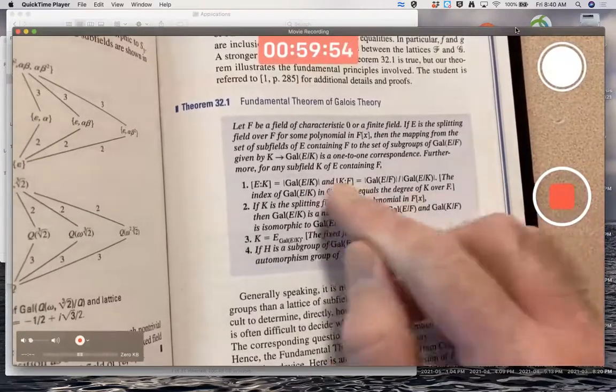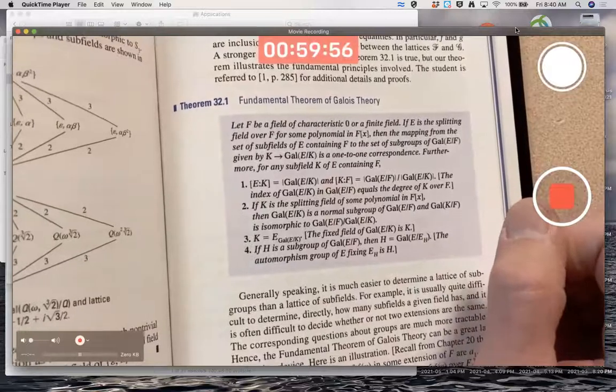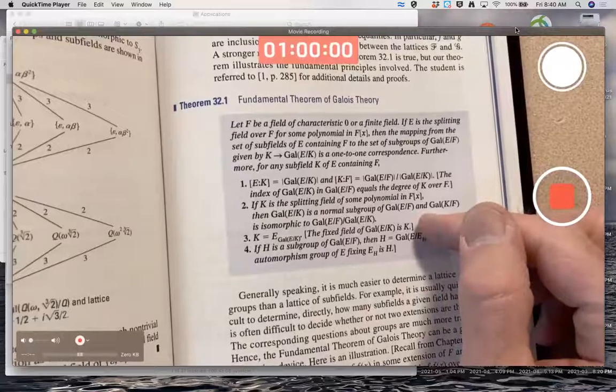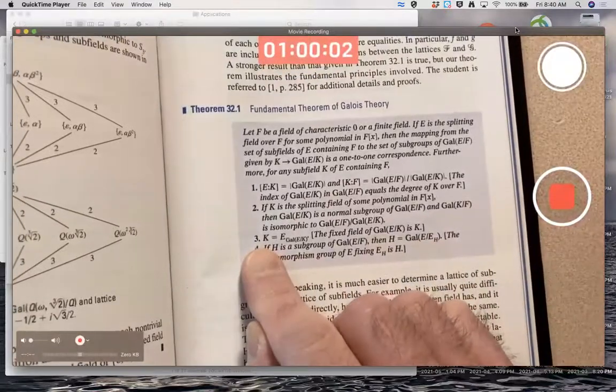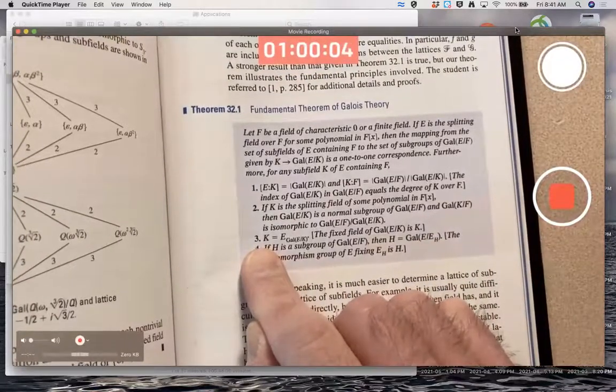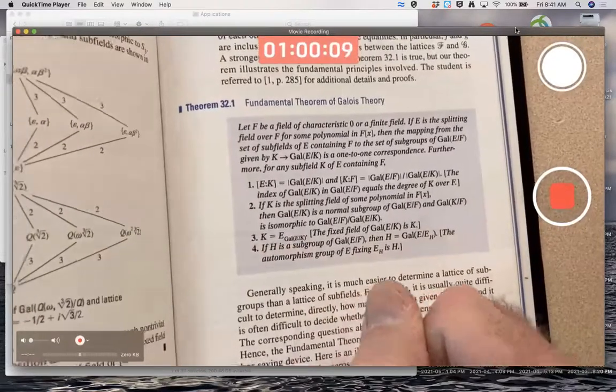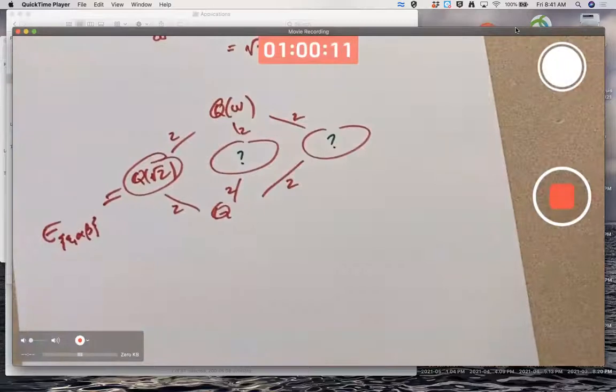We've been talking about the indices and the degrees. That's property 1. Property 3 is relating fields in the tower of fields to fixed fields. You've seen in the take-home final what's there.